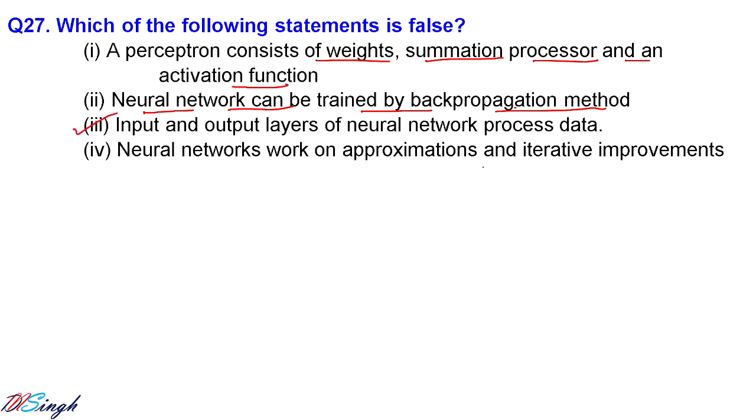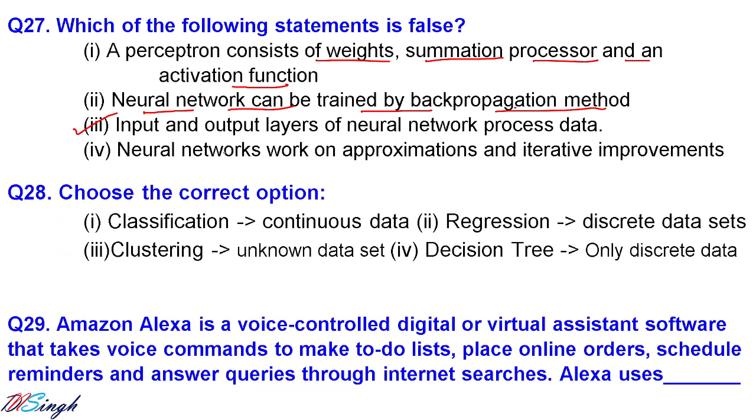Neural network works on approximation and iterative improvement. That is also correct about neural networks. They work on approximation and iterative improvement, again and again doing the same thing and improving the result. Let us go for question number 28.